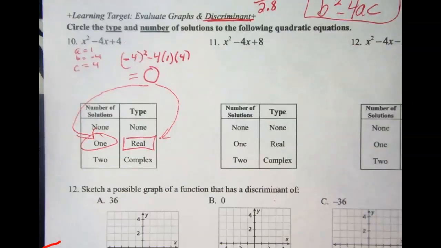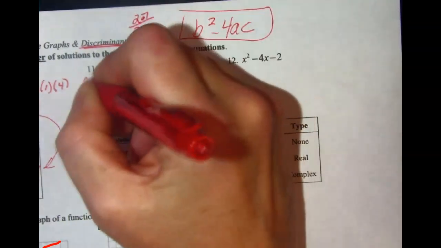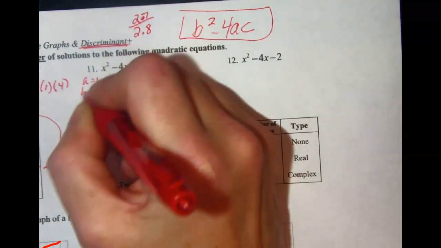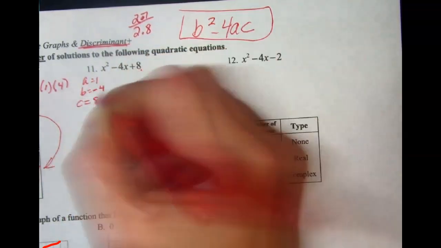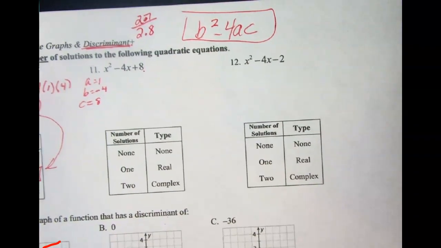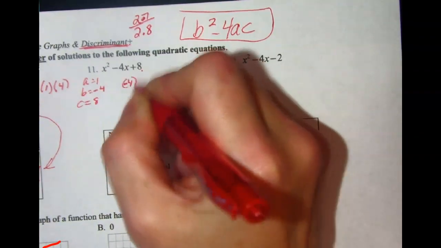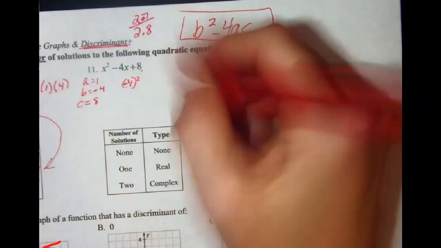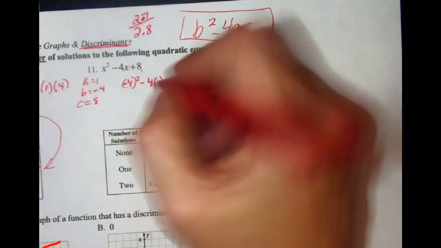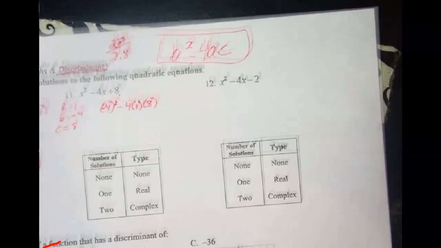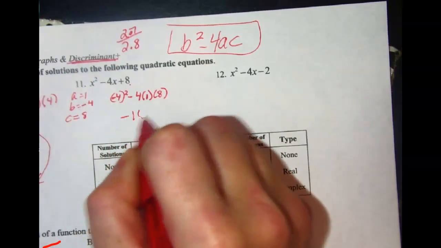So let's look at 11. So again, I'm going to pick out our A, B, and C. So A is 1, B is -4, and then C happens to be 8 this time. And again, we're just going to plug it in. So I get -4 in parentheses, and then I square it, minus 4 times A times C. And if I put all this in my calculator, I get a -16.